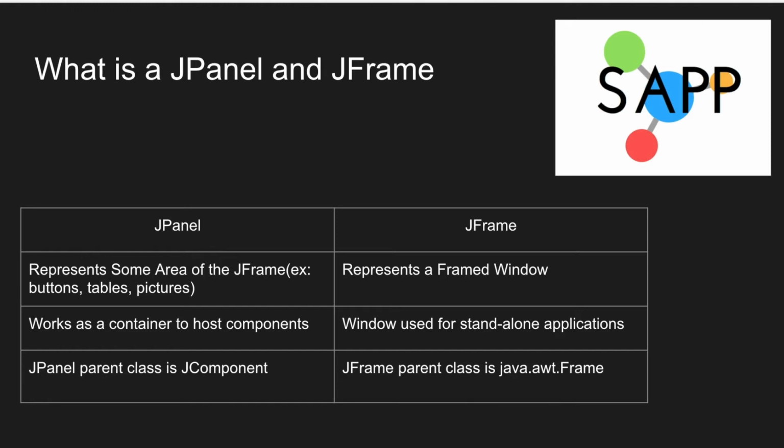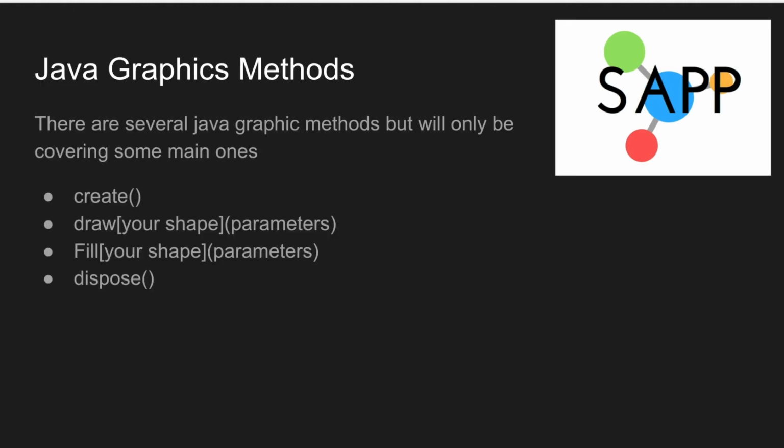The parent class for JPanel is JComponent, and the JFrame parent class is java.awt.Frame. The JComponent class is the base class for all Swing components, and Swing is a type of Java used for graphics. Well, one type of Java. There are actually more types of graphic classes.